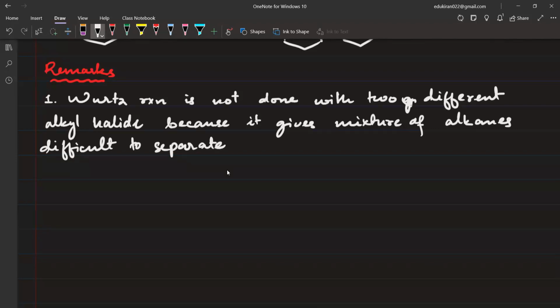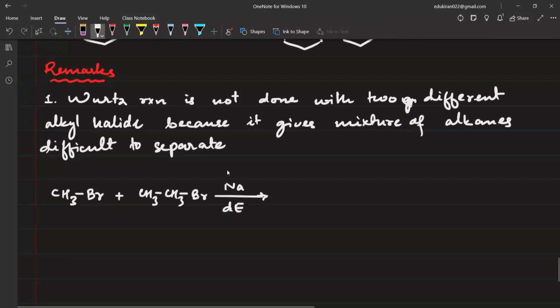For example, if I take CH3Br, one haloalkane, and CH3CH2Br, another haloalkane, and I treat this with sodium and dry ether. Now leave your pen aside and listen to me very carefully. We have methyl bromide and ethyl bromide. In the solution, some methyl bromide will come into contact with each other and react in the presence of sodium and dry ether, giving CH3-CH3.